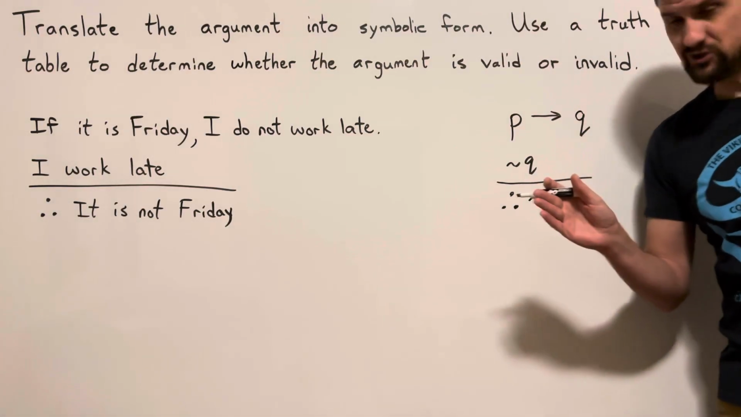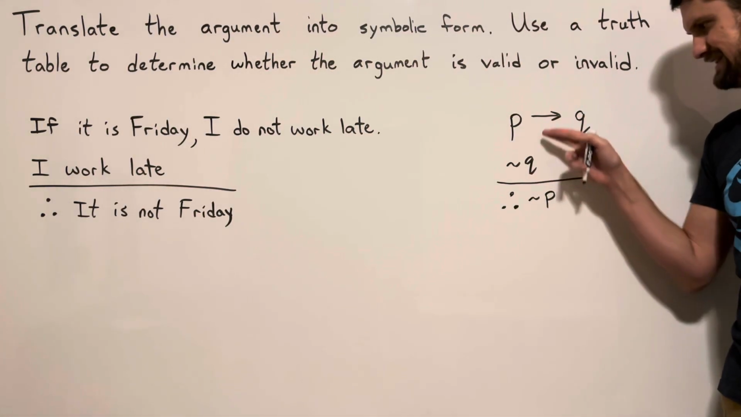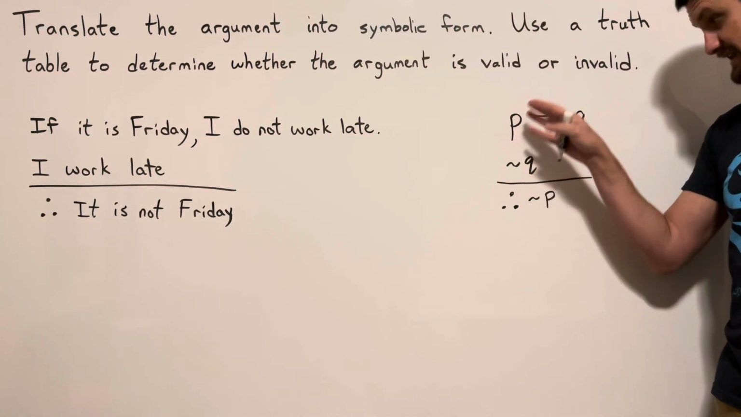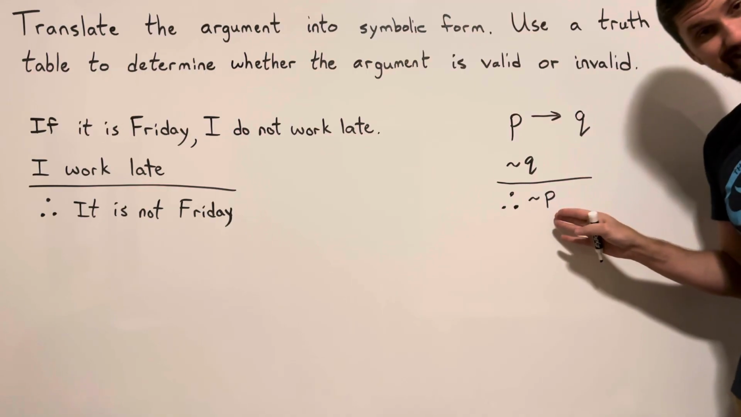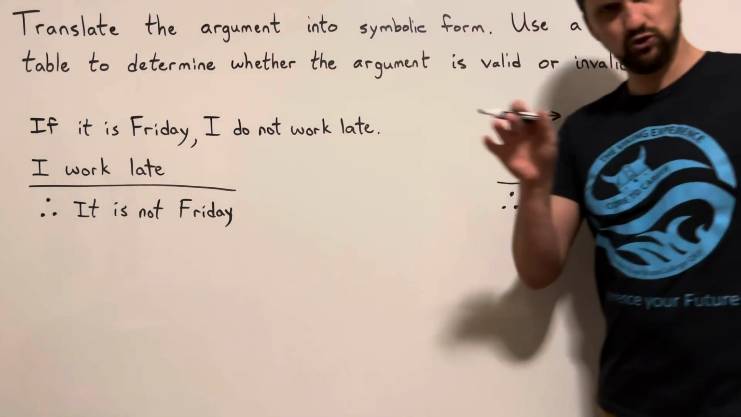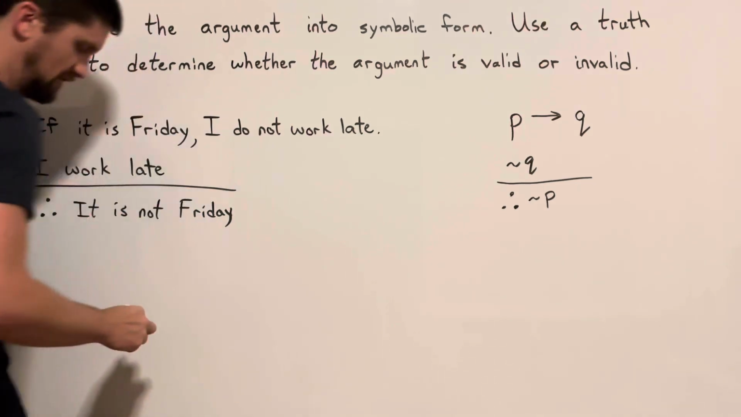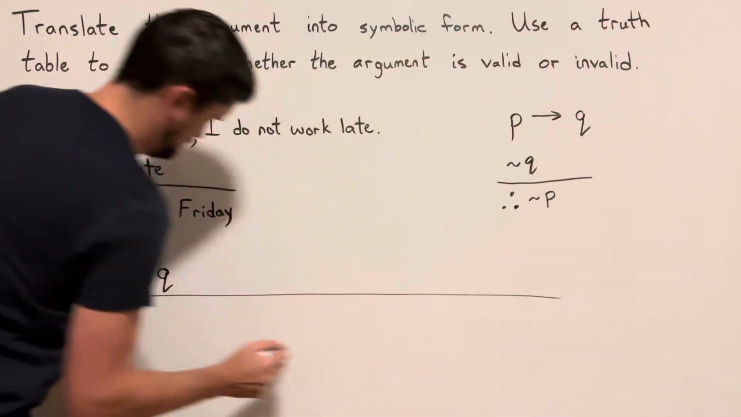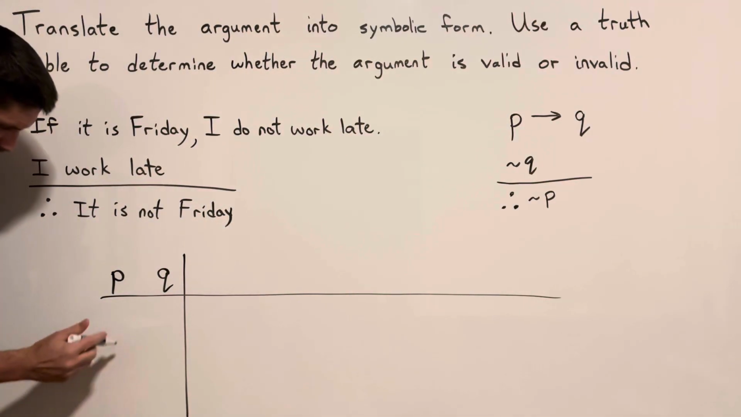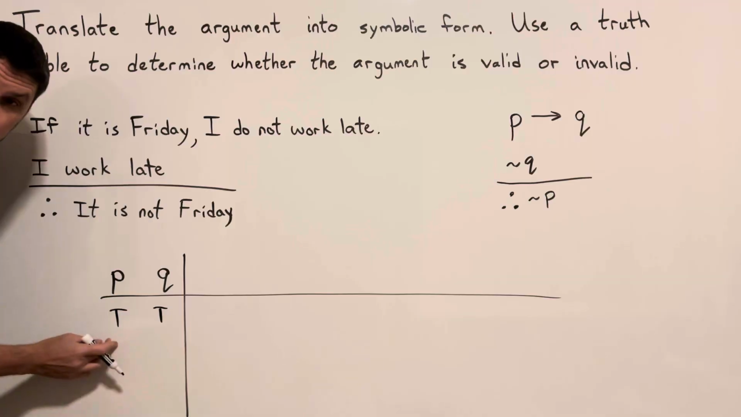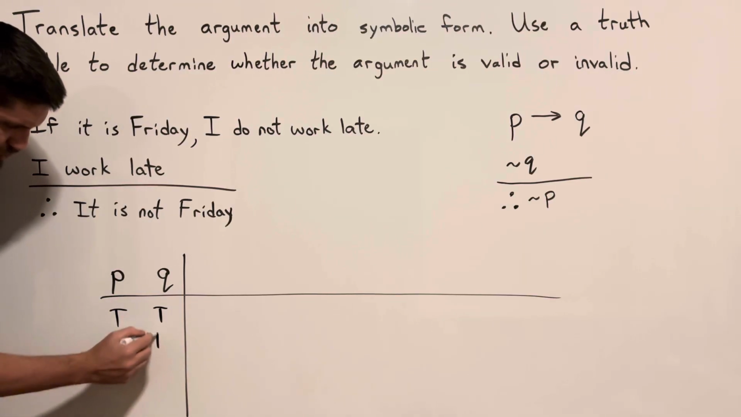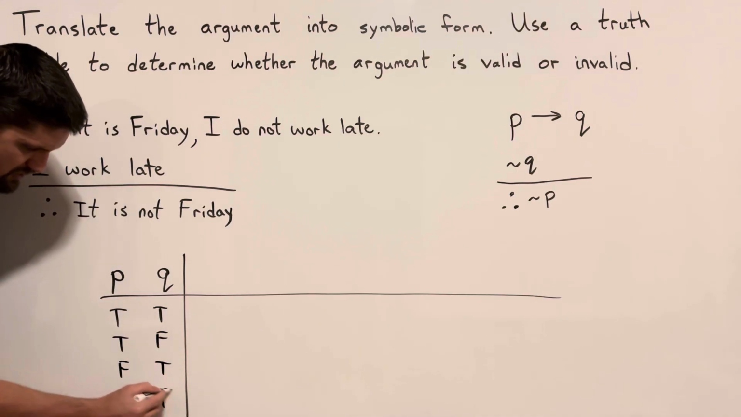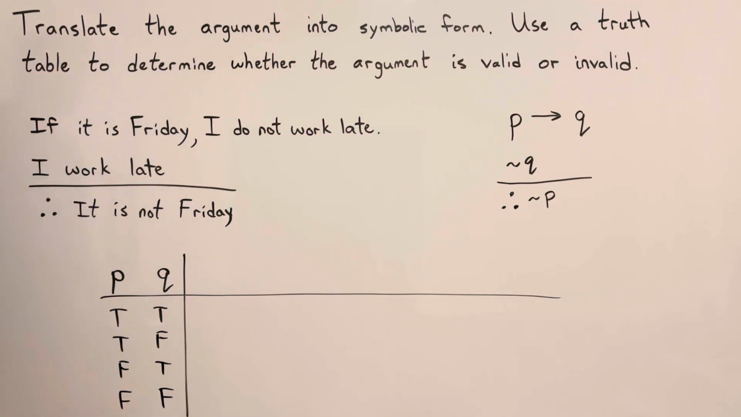Now we're going to make a truth table. We need to combine these with the symbol for and, then the therefore. It's like an if, this and this, then the negation of P. So we need a truth table involving P and Q here. So we have four scenarios. We have the case where they are both true. We have the case where P is true, Q is false. P is false, Q is true. Or the case where they are both false.